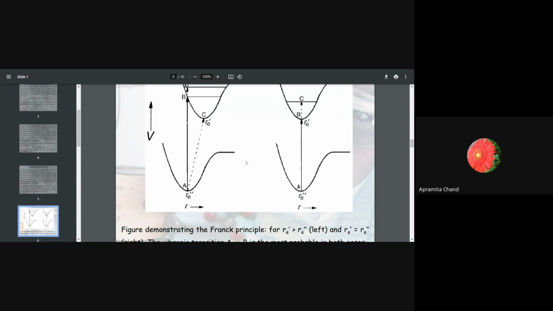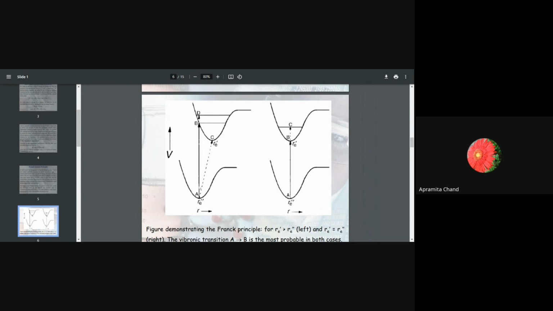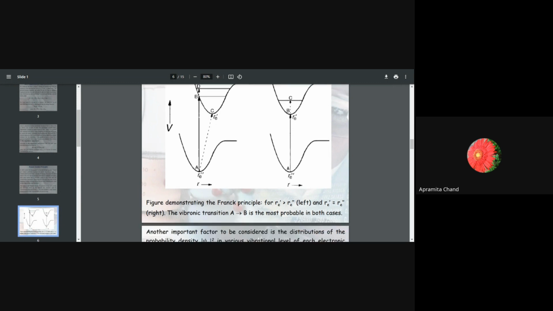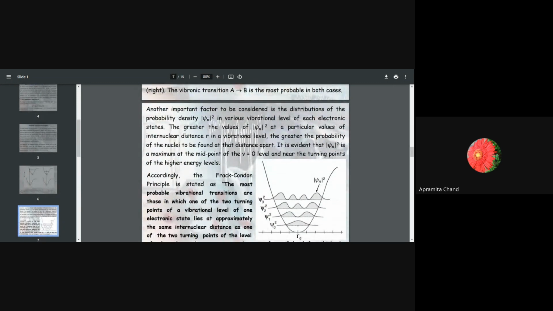So here, in both the cases, from A to B, this will be the most probable case. So it will just be vertical. If it aligns a little, A to C is also possible, but A to B will be most preferred because it is the most intense and most vertical line. So any vertical transition will be the most probable in a particular system.